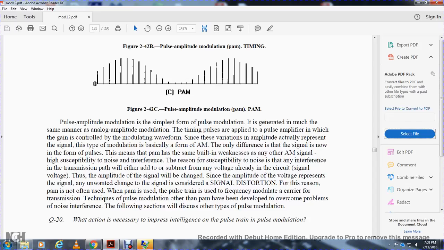High susceptibility to noise interference. The reason for the susceptibility is that noise interference in the transmission path will either add or subtract from any of the voltage already in the circuit.